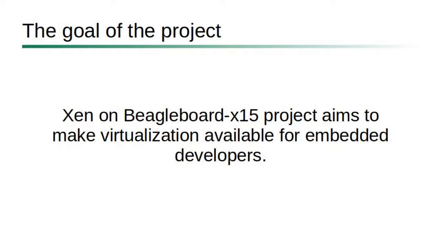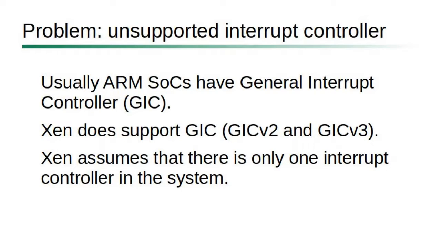Xen is a hypervisor, which means that it makes it possible for several operating systems to run simultaneously on one processor. Thus, the idea behind this project is to make virtualization more available for embedded developers. You might be wondering, if the board's system on a chip supports virtualization extensions, what was the problem with running Xen on it, especially since the AM57 family is supported by Xen?